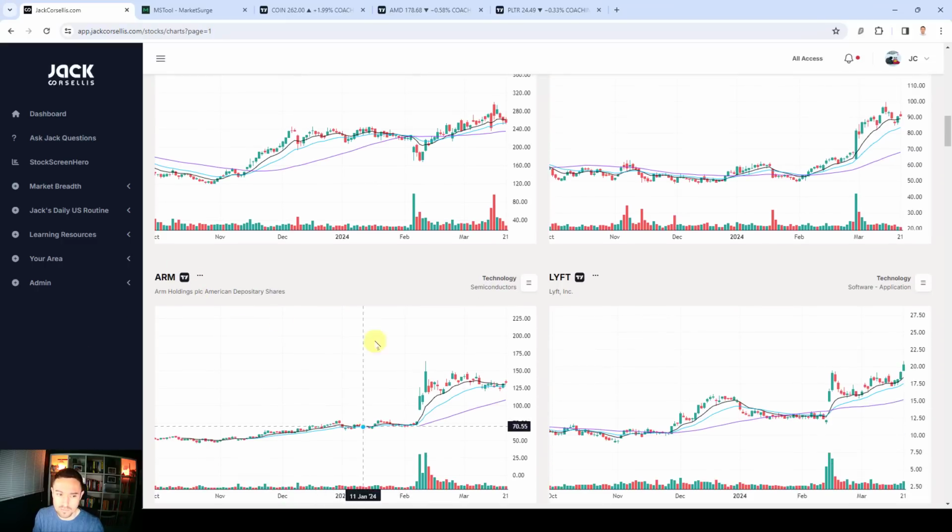2 others here. You got ARM, semiconductor stock, okay, really good move here, pulling into the 21-day EMA. Lift, I bought this off the 10-day EMA. Now it's powering higher like this after this positive earnings reaction. So they are the type of results that you're going to be getting super duper quickly, okay?